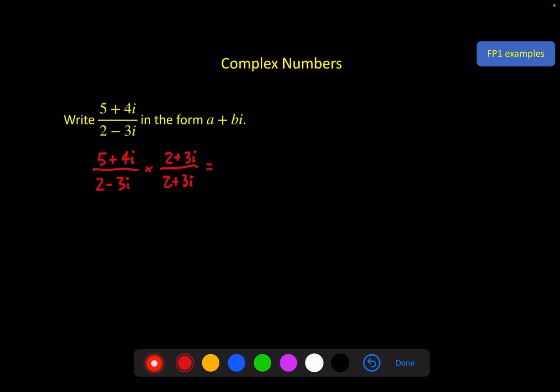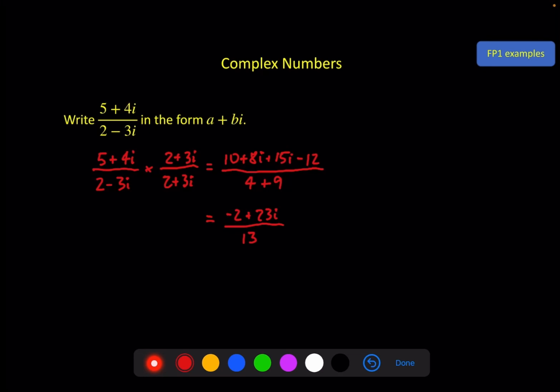And on the top, we've got some numbers now. 10 plus 8i plus 15i plus 12i squared, which will be minus 12. On the bottom, we've got 2 times 2, 4, minus 6i plus 6i, which cancel, and then minus 9i squared, which becomes plus 9. And I've spoken through it there, but I haven't written everything that I said. The more you do this, the quicker you'll be able to jump to this line. So then, of course, we've got a minus 2 on the top, and a 23i, and then we've got a 13 on the bottom.